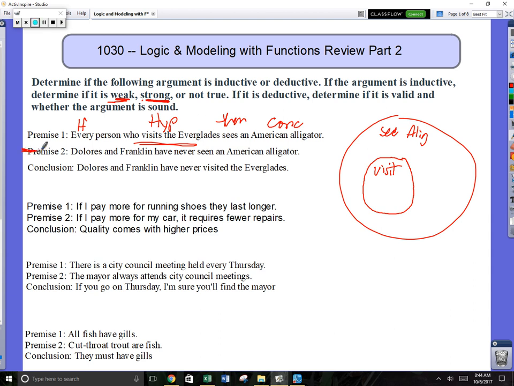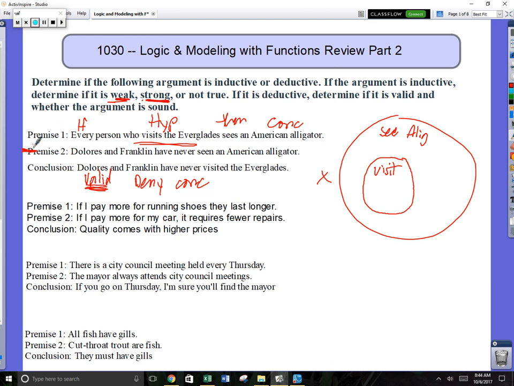Premise 2, Dolores and Franklin have never seen an alligator, so they cannot live anywhere in this world, so they have to live out here. And I know exactly where to put them, so that is a valid argument. What's happening, they've never seen an alligator. They're talking about the conclusion. They are denying the conclusion. So it's valid.